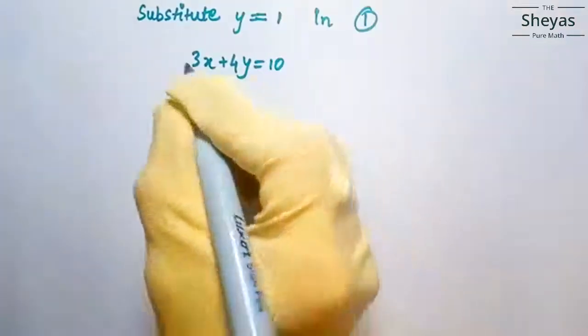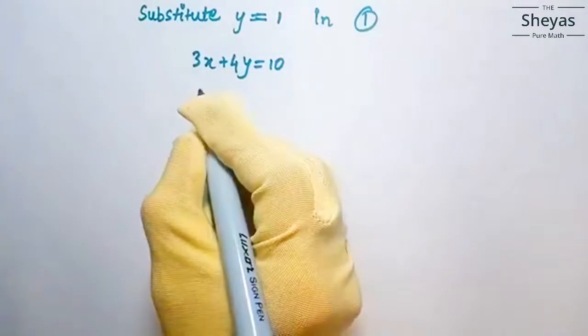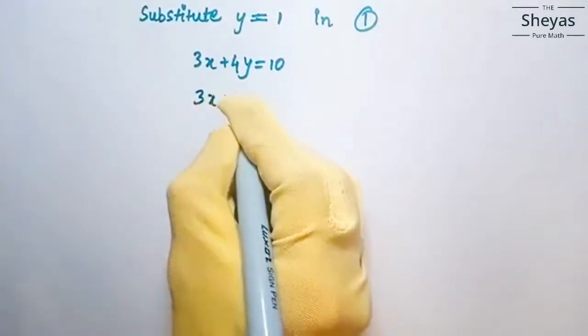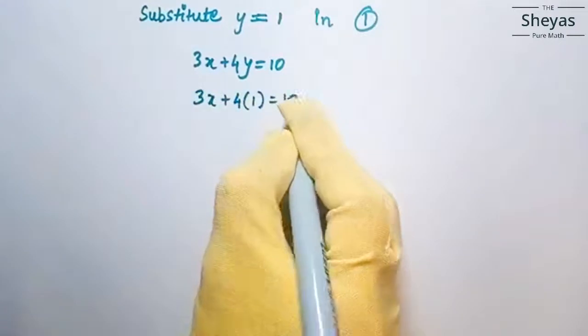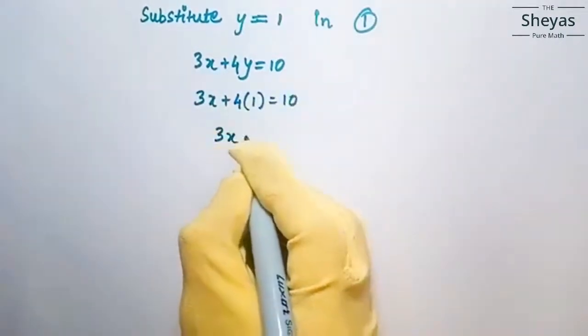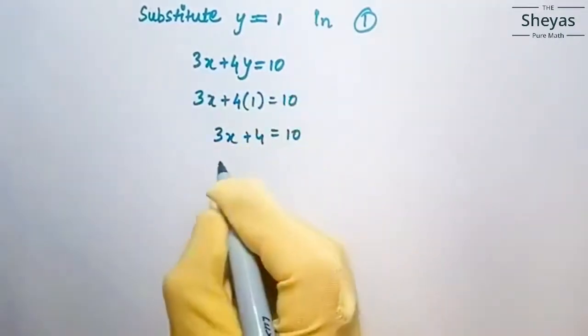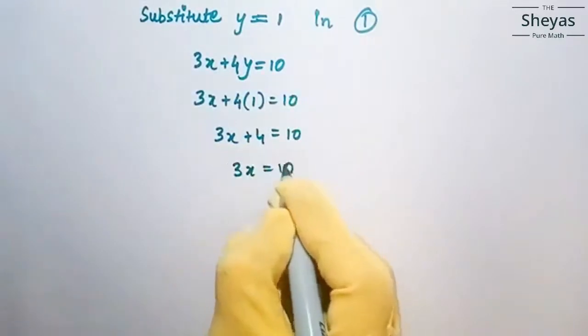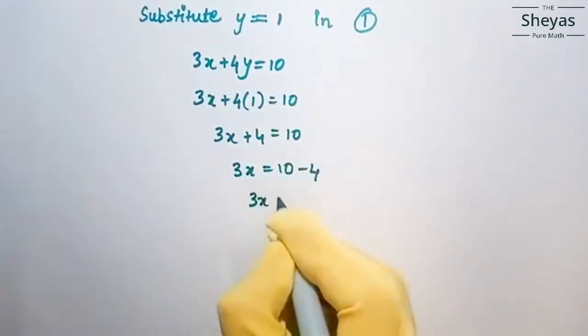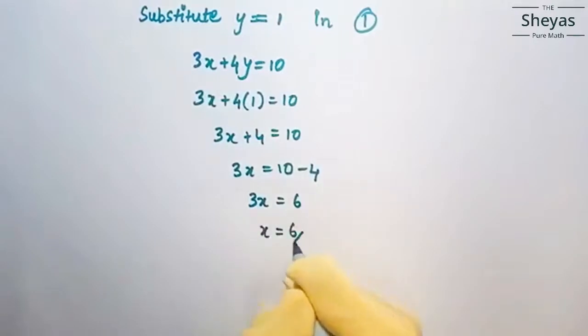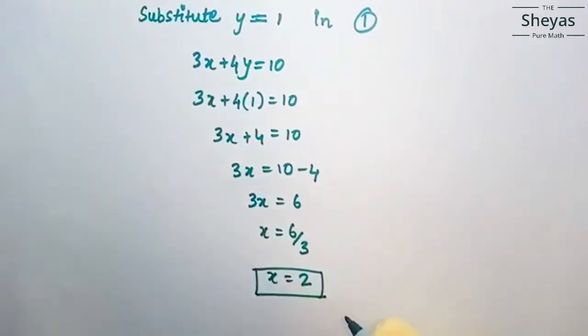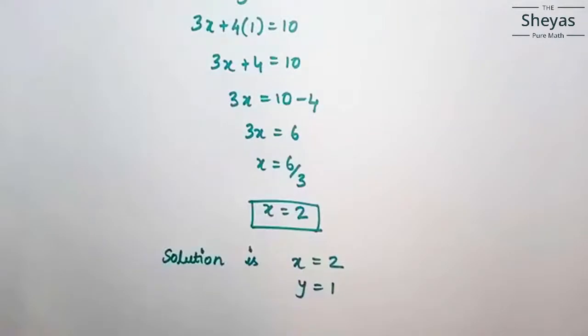So when I substitute y is equal to 1, what will I get? 3x plus 4 into 1 is equal to 10. So 3x plus 4 is equal to 10. Now 3x is equal to 10 minus 4. Then 3x is equal to 6, x is equal to 6 by 3, x is equal to 2. So what is the solution you got? The solution is x is equal to 2 and y is equal to 1.